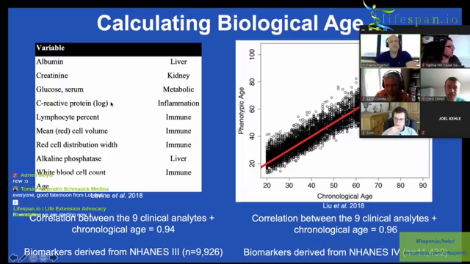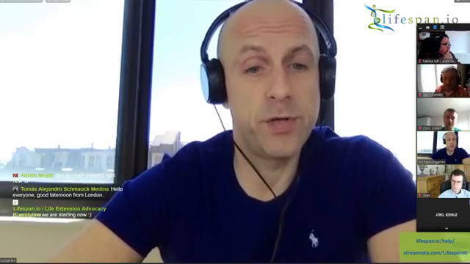The importance of this biological age calculator is illustrated by the finding that it's highly correlated with chronological age. These 10 variables' correlation with chronological age is 0.94. A correlation of 1 or -1 is ideal, as good as it gets, so 0.94 is pretty close to 1. It's a very strong correlation between these biomarkers and being able to predict biological age.